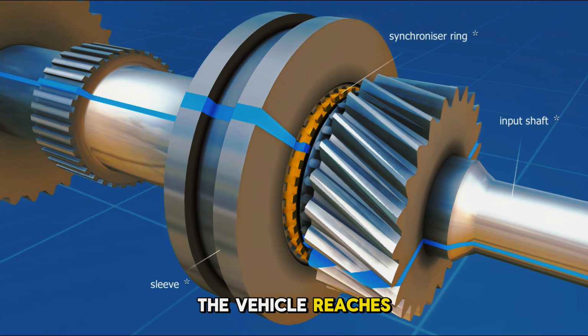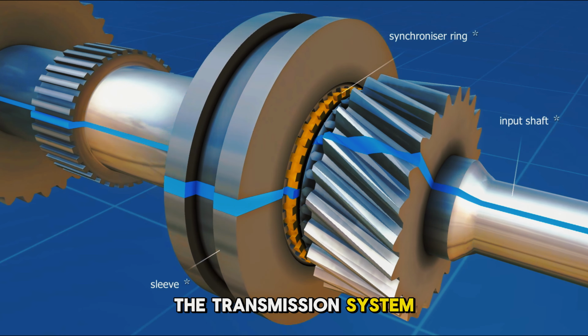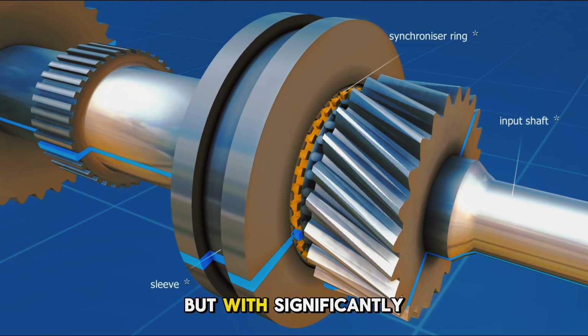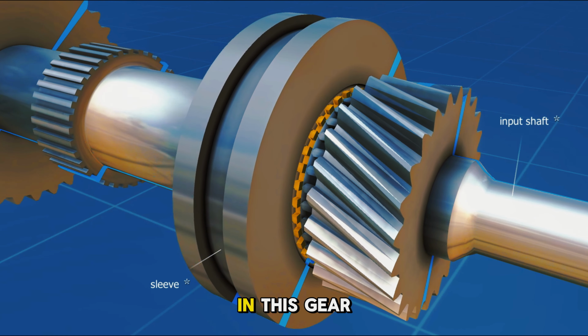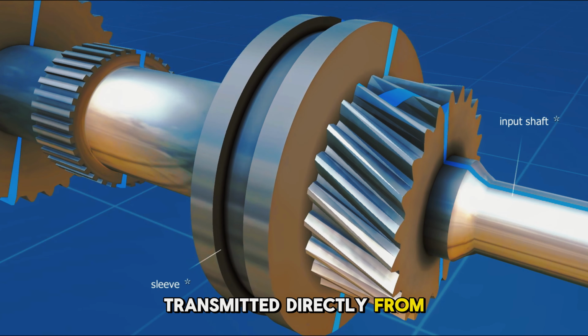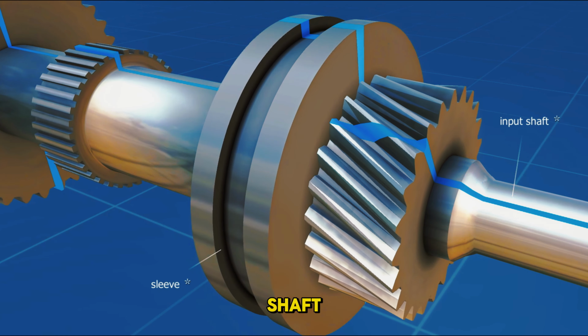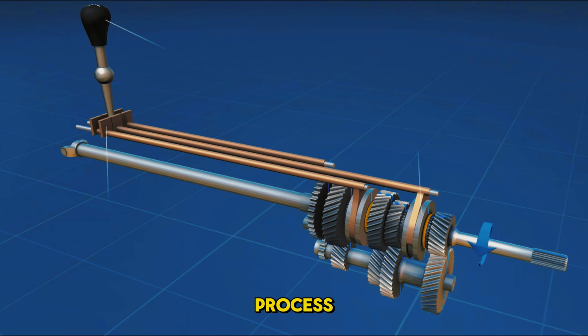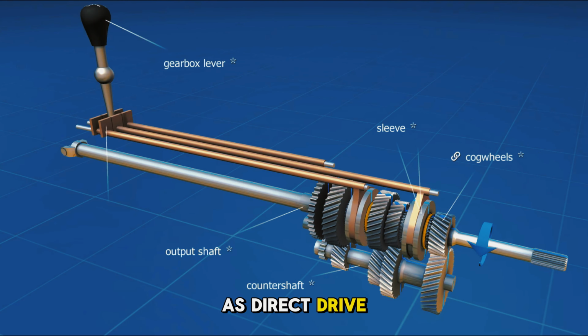By the time the vehicle reaches fourth gear, the transmission system allows for even greater speed, but with significantly reduced torque. In this gear, the power is transmitted directly from the engine's input shaft to the output shaft without involving any gears in the process. This is known as direct drive, where the RPM of the engine matches the RPM of the output shaft. Since there is no need for torque multiplication at high speeds, direct drive is more efficient and provides a smoother ride with less mechanical complexity.